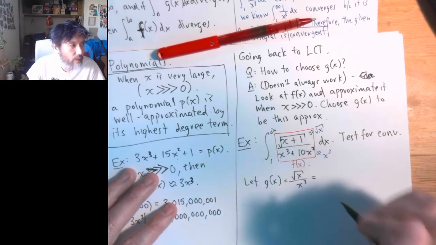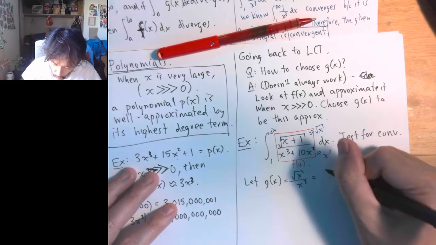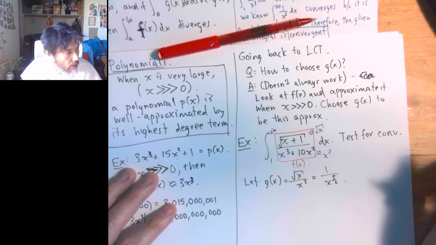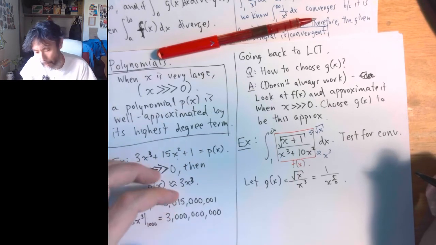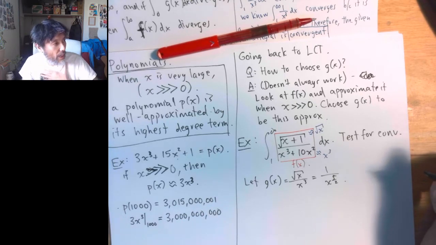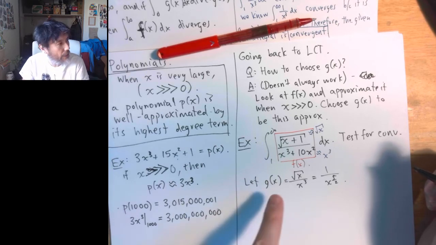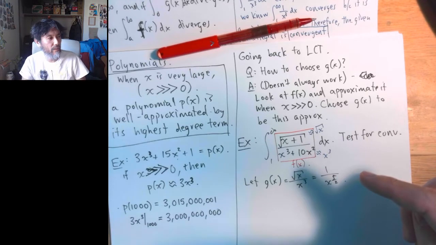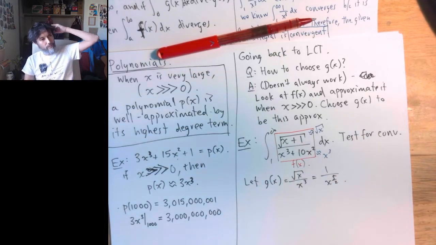And a synonym for that, if you're good with your exponents, is 1 over x to the 5/2 power. All right, at least I hope it is. Yeah, that's right. Okay. And what I know, but which I'm going to work out now, is that if I look at the limit as x goes to infinity of f of x over g of x, that's going to be equal to 1. That will be equal to 1. Okay?